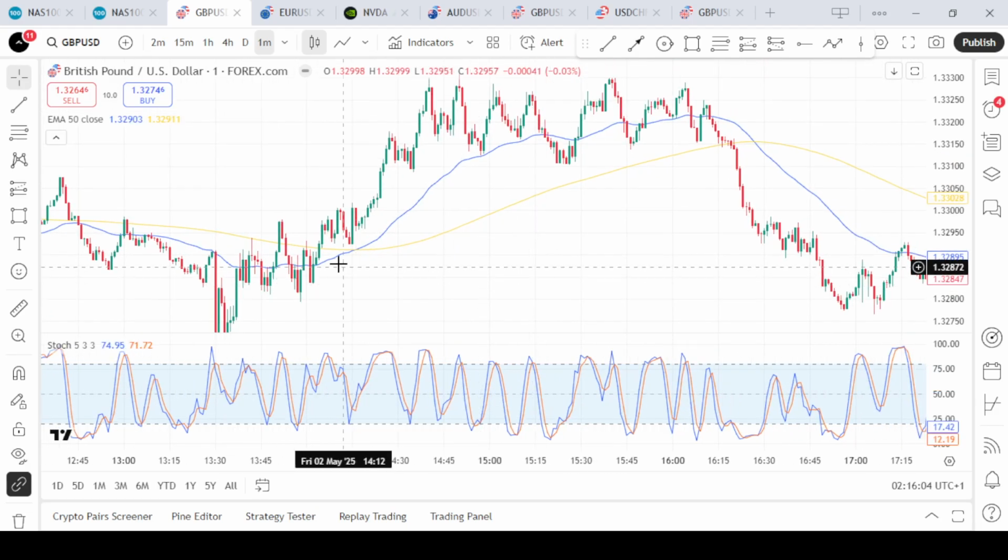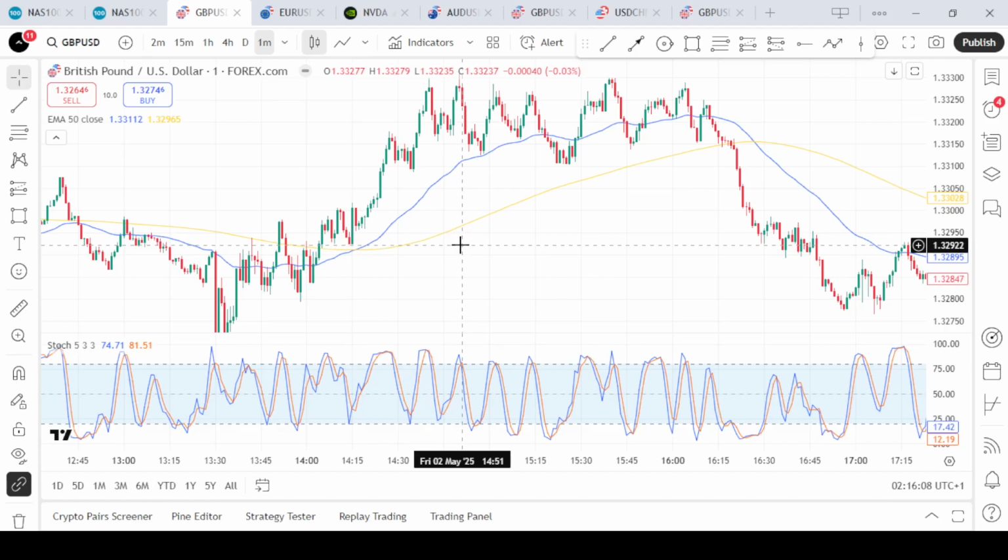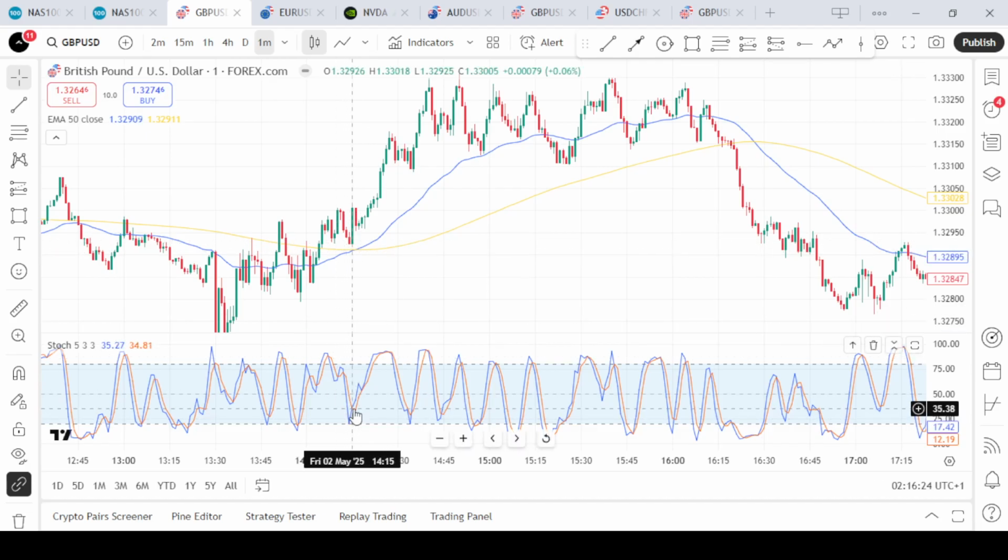Remember, the 50 EMA is this blue line. Once the blue line crosses above the yellow line, this signals a buying opportunity. Then finally, you would have to check your stochastic oscillator to see if it is rising above the 20 level. At this area where we saw our crossover, you confirm with your stochastic oscillator if it's rising above the 20 level. As you can see, it is rising above.